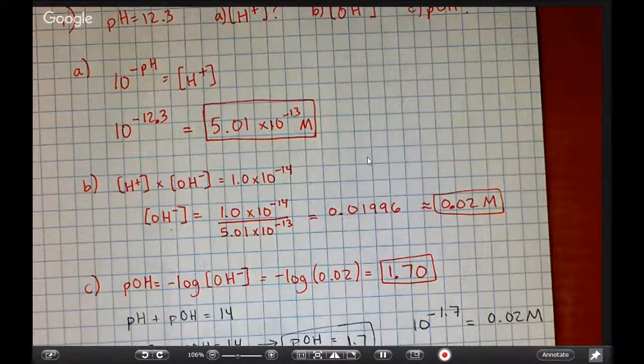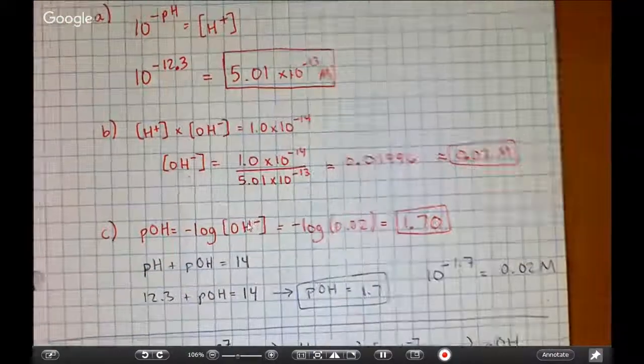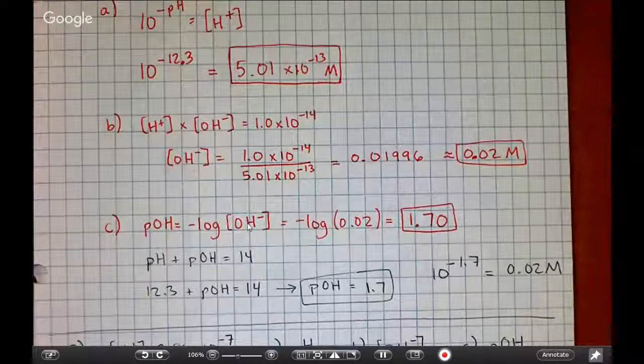So I guess that goes to show that I don't really have a preference as to which one you did, as long as you did it right and got the right answer. It's kind of the beauty of pH that we have those multiple avenues to go down. Okay. Any questions with number 1?